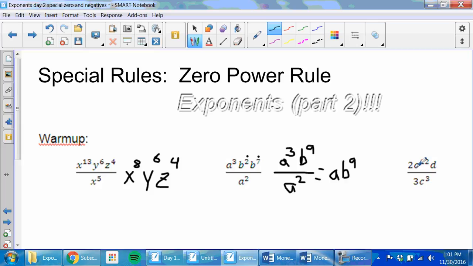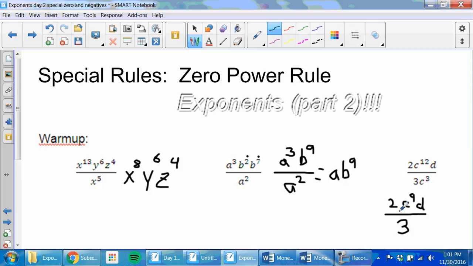On this last one, this was kind of tricky. With the 2 and the 3, we're just going to leave that as the fraction 2/3. Then I've got c to the 12th over c to the 3rd. That would get me c to the 9th. And then the d, as nothing is subtracted, would just stay there. That would be the final answer for the third warm-up.